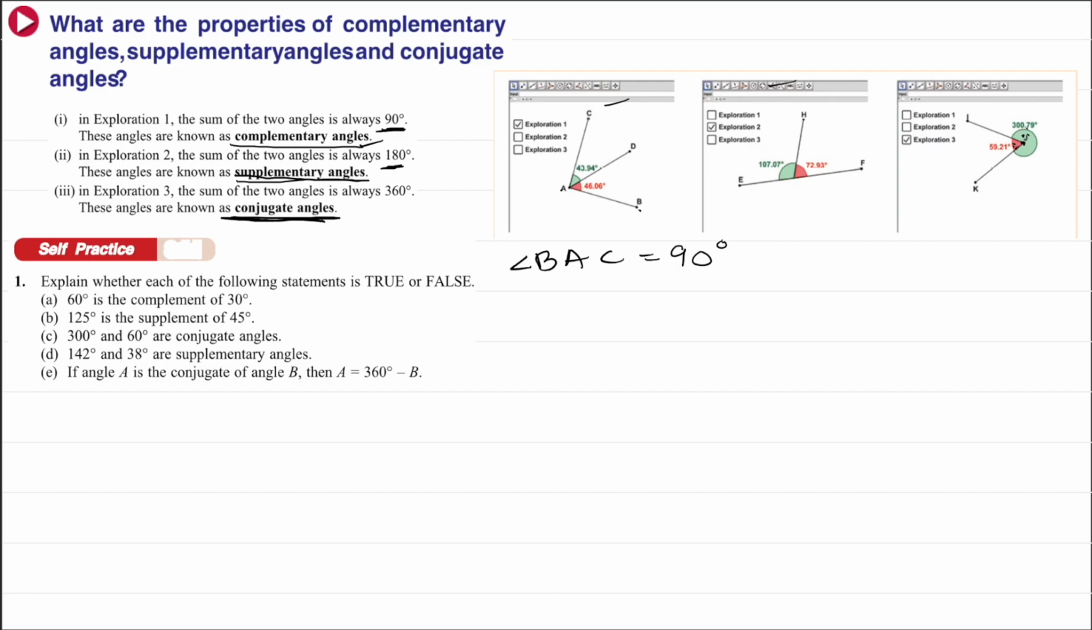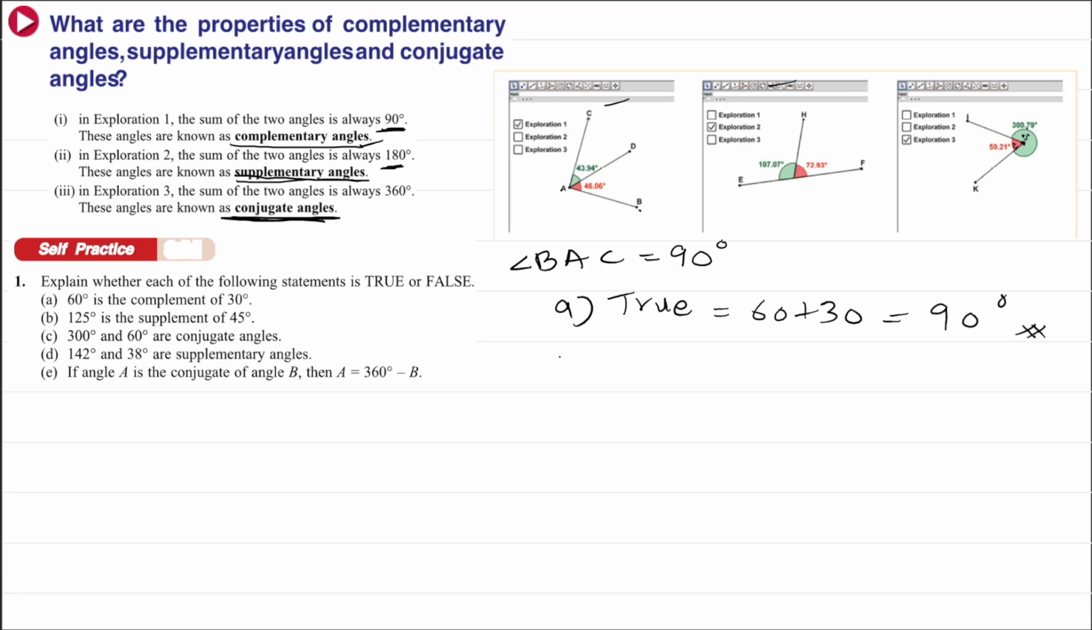Alright. Soalan suruh explain whether each of the following statements is true or false. So, kalau untuk A tu, betul ke salah? 60 is a complement of 30. Complement betul tak? True lah. Kenapa? Because 60 tambah 30 adalah 90. Okay.